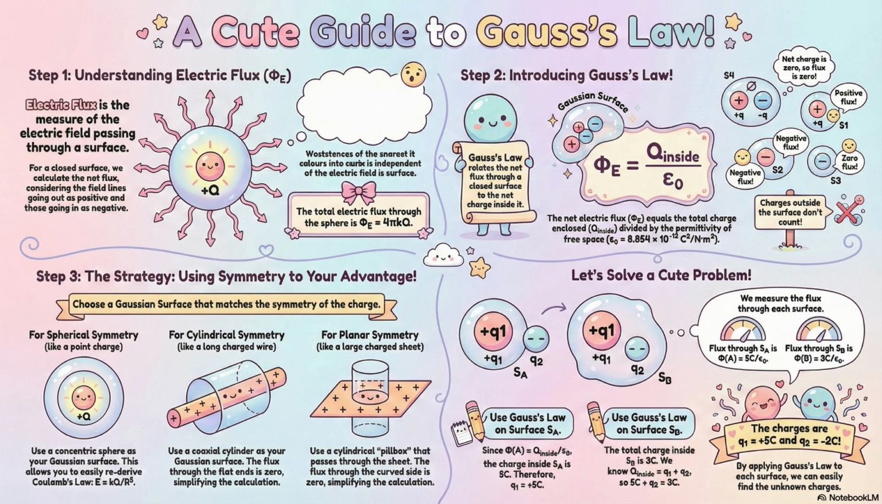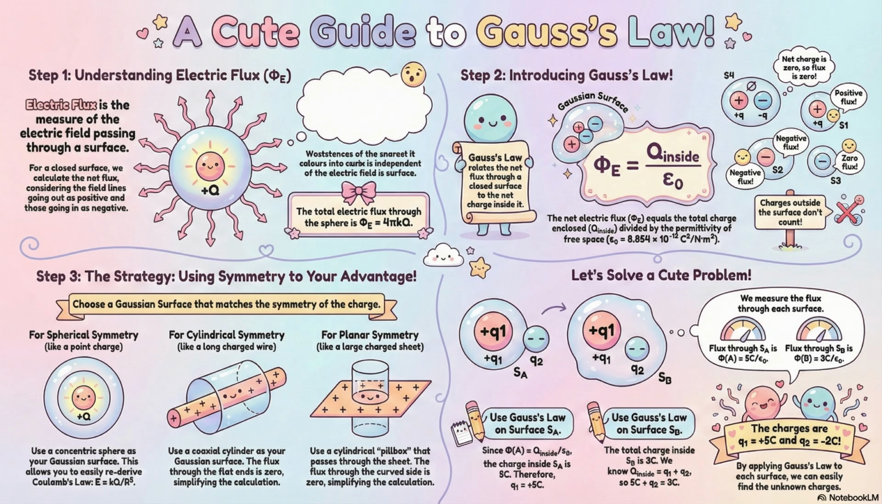That's it. It doesn't matter if the surface is a perfect sphere or a crumpled piece of foil. If you enclose 5 coulombs of charge, you get a fixed amount of flux coming out. The shape is just irrelevant. And that relationship is fixed by a constant, the permittivity of free space, epsilon naught. So the formula is simply flux equals the charge inside divided by that constant.